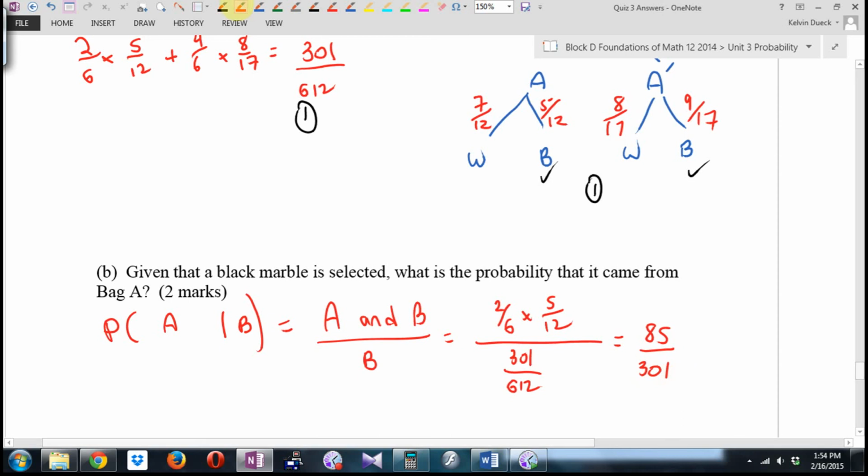Two marks. 2 out of 2 if you got the right answer. Otherwise, I would give you a half mark for that, half mark for that, half mark for that, and a half mark for the answer. So you can get 1 out of 2 if you can at least translate this into a conditional statement.